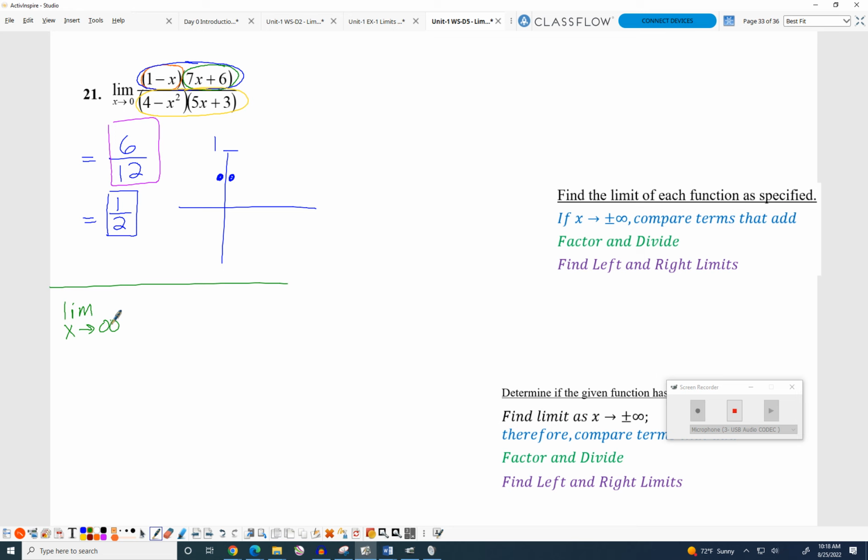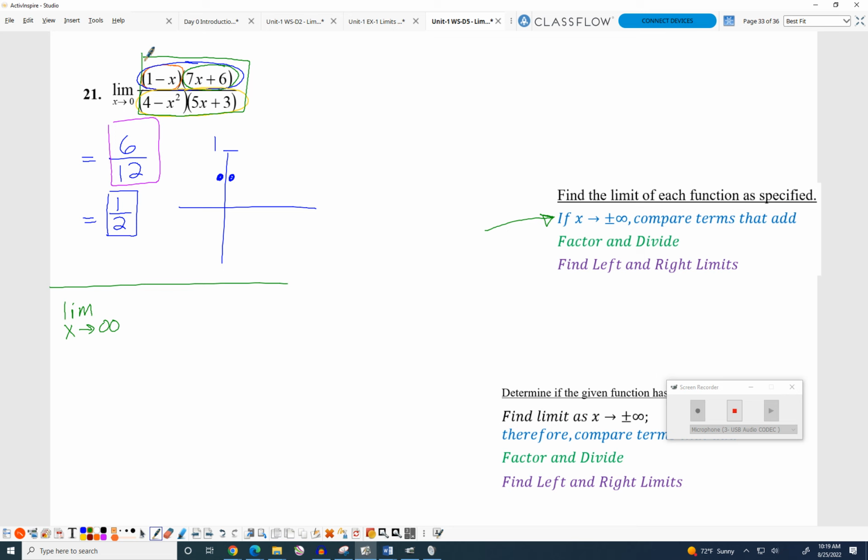According to the limit flashcard, when we are finding a limit as x approaches infinity, we're supposed to compare terms that are adding. Please raise your hand if you can tell me some terms that are adding in this formula. We're going to call on Tessa. Name 2 things that are adding, Tessa. 7x plus 6 and 5x plus 3.